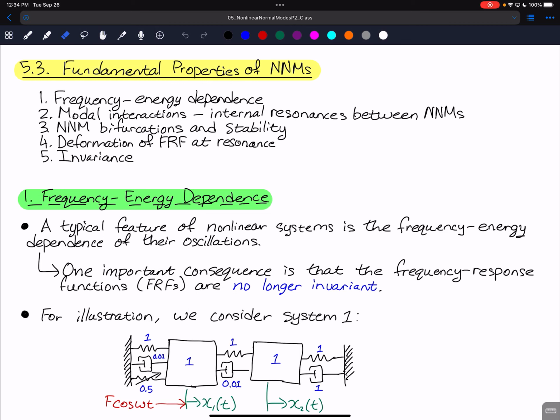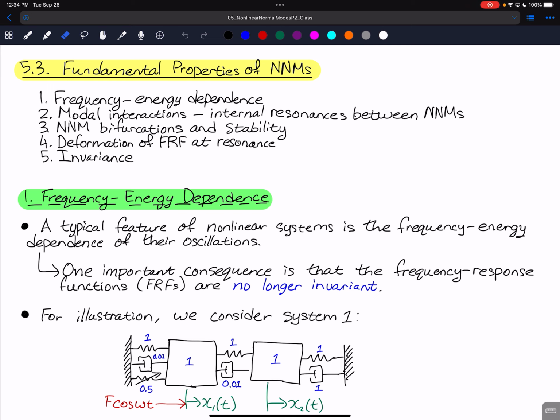Okay, so we're going to briefly talk about fundamental properties of NNMs today, and then we're going to go through a lot more of it on Thursday. So basically, there are 5 fundamental properties, and now we're working with Rosenberg's definition from now on.